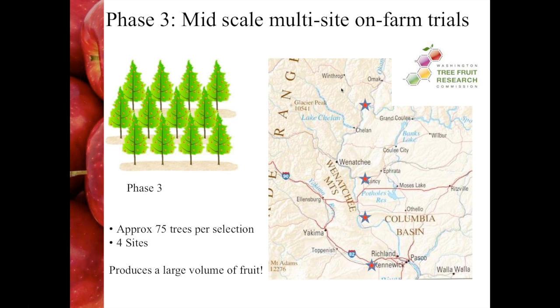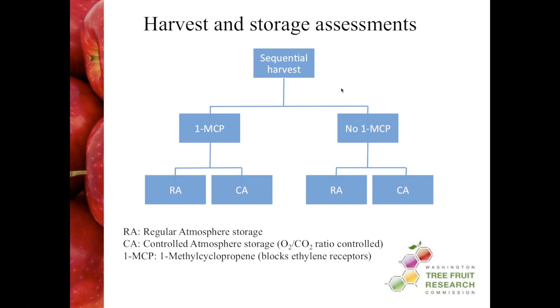And the whole basis of this particular phase is that it enables us to have a large volume of fruit produced, so much, much more than we get from phase two. And I work very closely with some colleagues from the Washington Tree Fruit Research Commission for this phase. They help me manage and keep on top of those orchards, because otherwise it would be a pretty impossible job just from the breeding team.